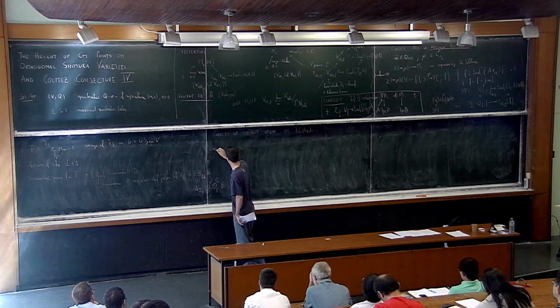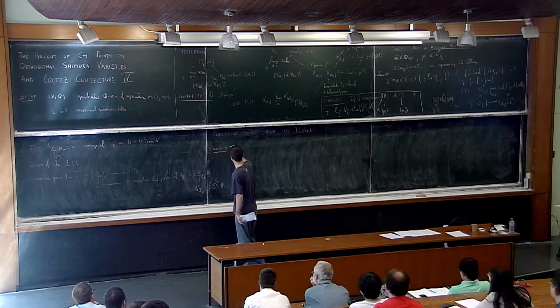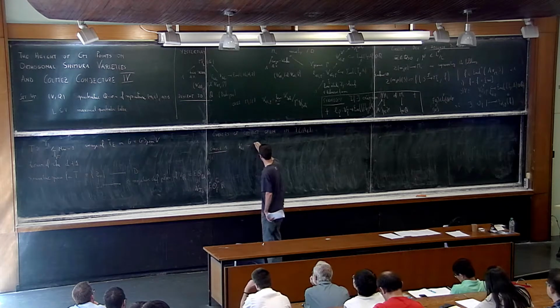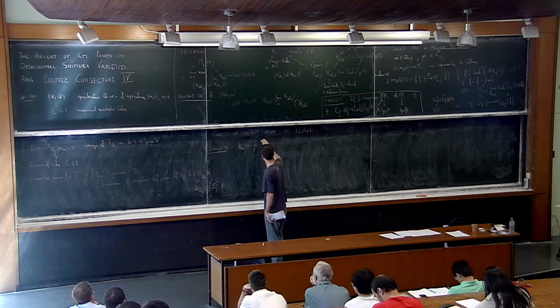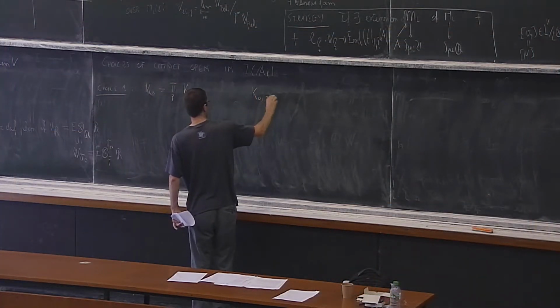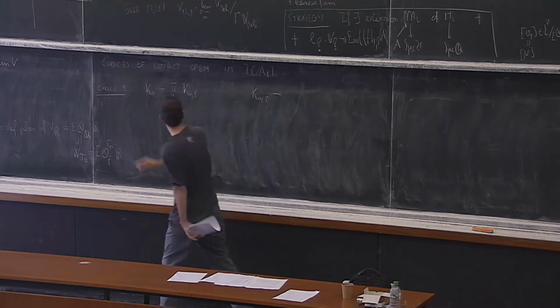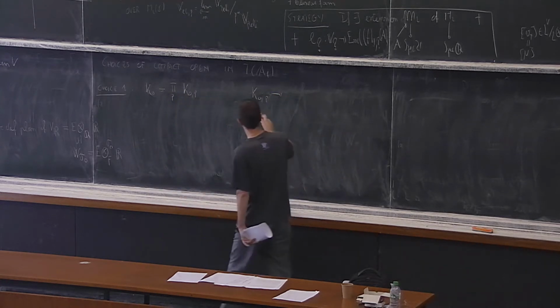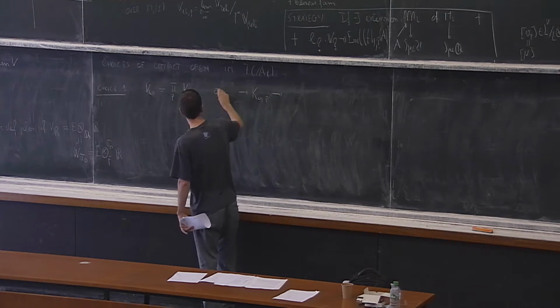Choice 1 will be K0, which will be the product over primes of K0P, and each K0P will simply be using the exact sequence that I smartly just erased.